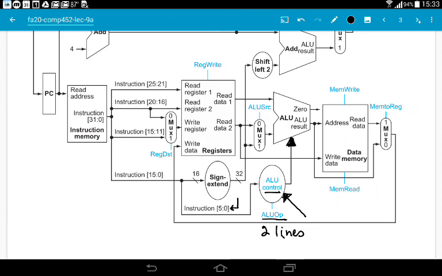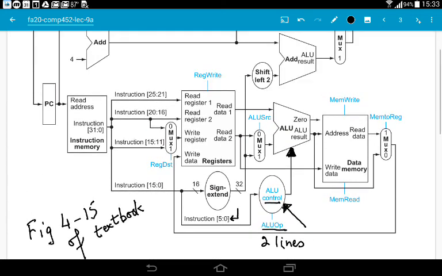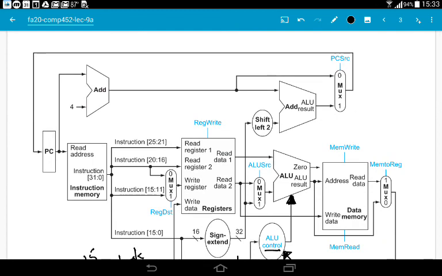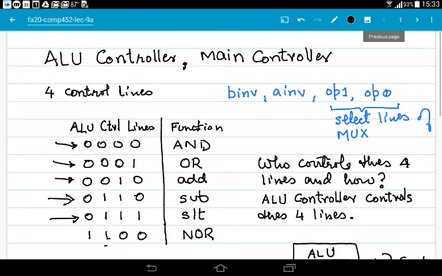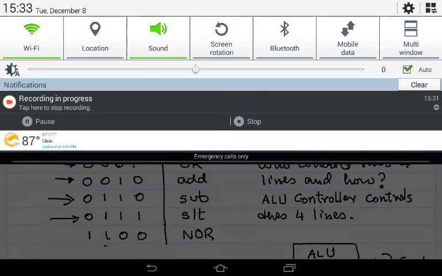It's a combinational circuit. So this is what I wanted to show you. Actually it's figure 4-15 of your textbook, Patterson and Hennessy. Alright, so we have completed our discussion of the ALU controller, and next we would like to work on the main controller. So I'm going to stop here.